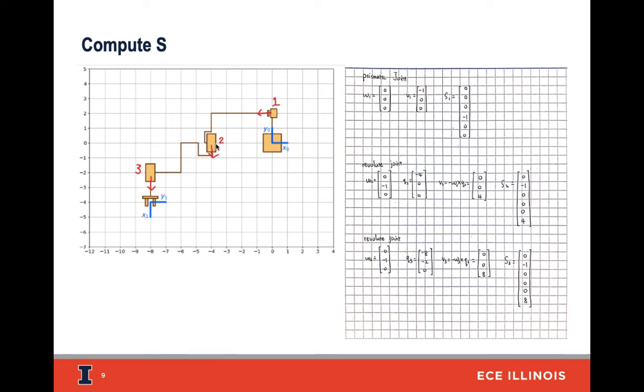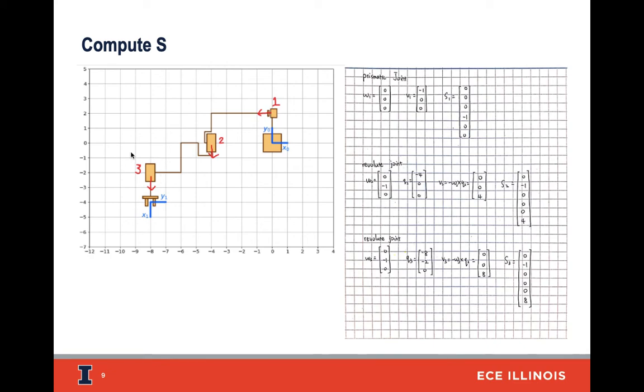Next, we want to calculate the revolute joint. As you can see, the direction of rotation is pointing downwards to the negative y-axis. So omega 2 is 0, negative 1, 0. And the position of the second joint is negative 4, 0, 0. Then we can calculate V2 using the formula V2 equals negative omega 2 cross Q2. So we can also get S2.